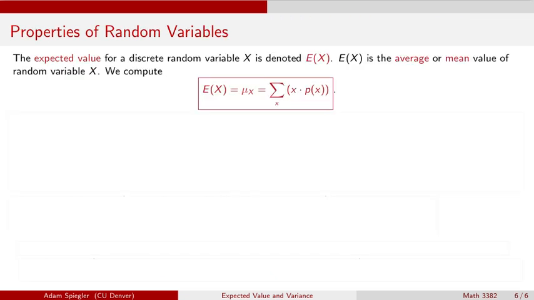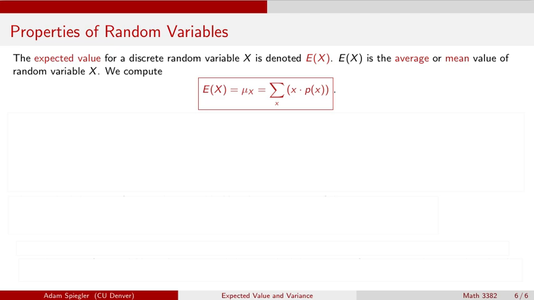Okay, so let's summarize the key points from this video. If we have a discrete random variable x, one useful property to consider is what's called the expected value, that we denote E of x or mu subscript x. And to calculate the expected value, we sum over all possible values of x times the probability of x. And in the end, this is going to tell us the average or the mean value of random variable x.